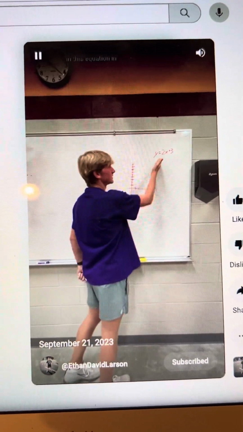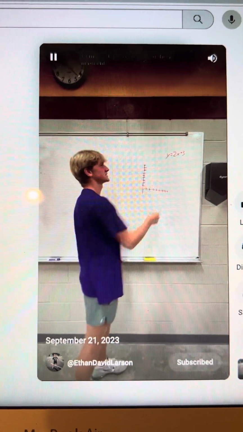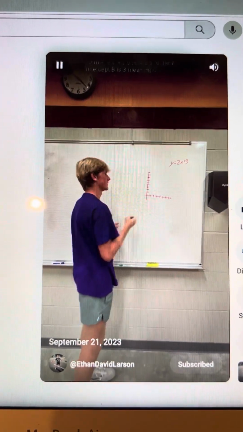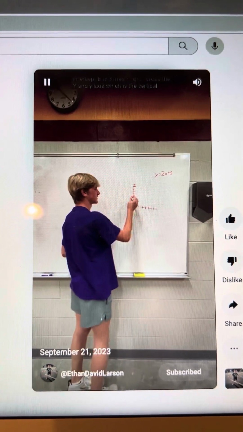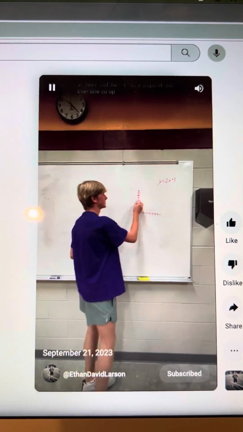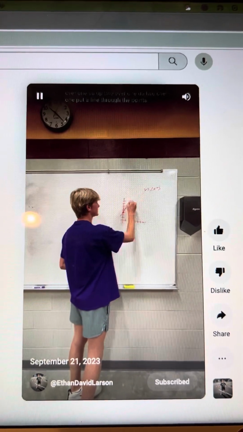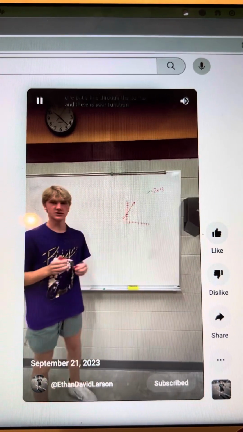In this equation, in y = mx + b form, m, the slope, is 2, and the y-intercept, b, is 3. Meaning, it'll cross the y-axis, which is the vertical line, at 3, and then it has a slope of 2 over 1, so up 2 over 1, up 2 over 1. Put a line through the points, and there is your function on the graph. It is important to remember that this is only how to graph functions that are in y = mx + b form.